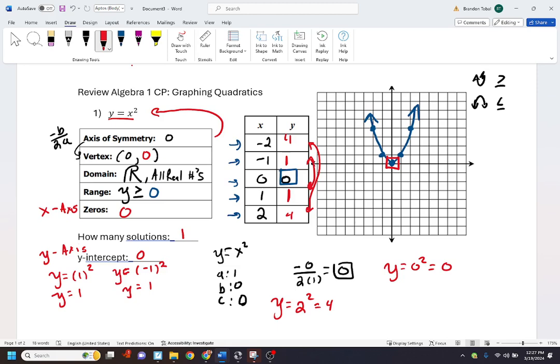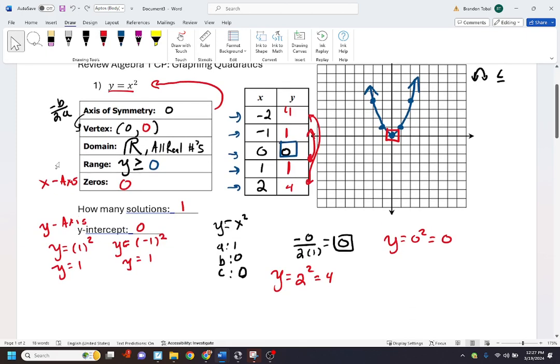Where does it hit the x-axis? It hits it at 0. For the next one, it would be 2. You say 2 and negative 2, if it hits it twice. The y-intercept is where it hits the y-axis, so the vertical line.